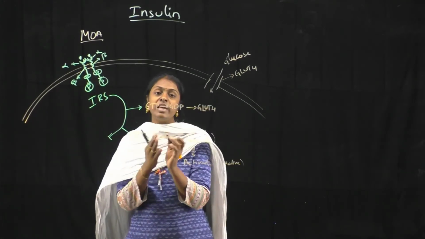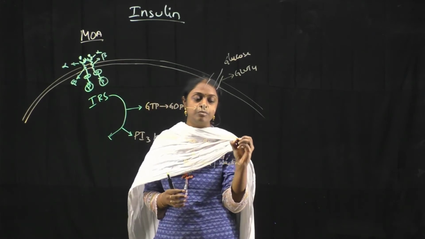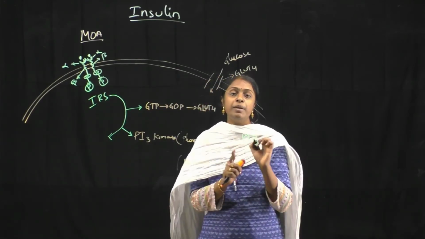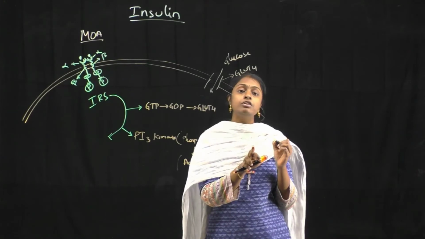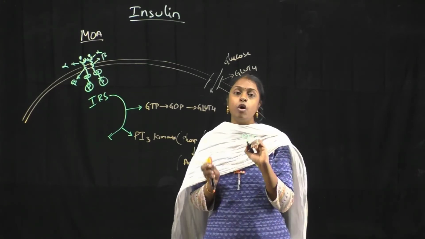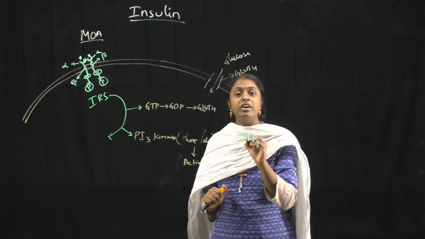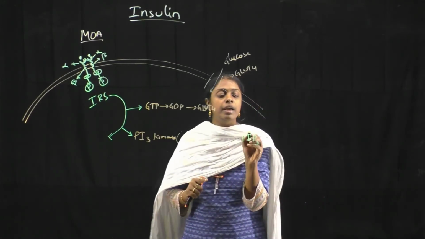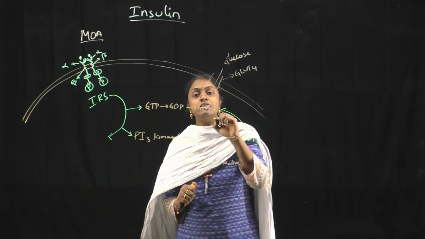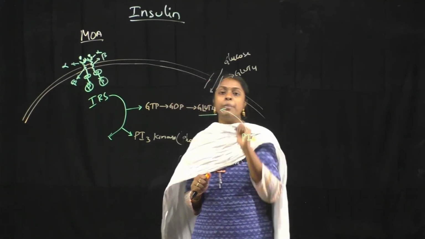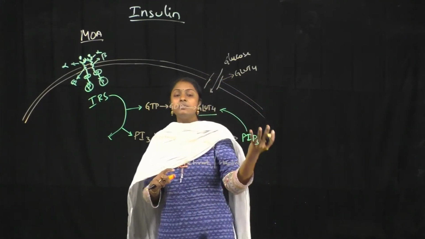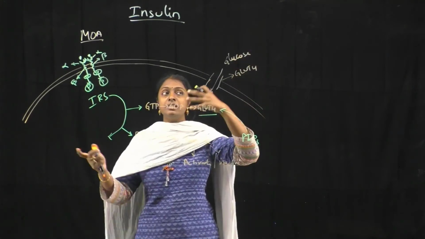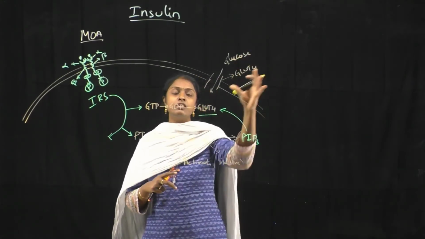This IP3 kinase will also do another function, which is generation of PIP3, phosphatidylinositol triphosphate. When it is generating this secondary messenger, it will also increase the translocation of GLUT4 onto the membrane. So even this will show the same mechanism, increasing the entry of glucose into the cell.